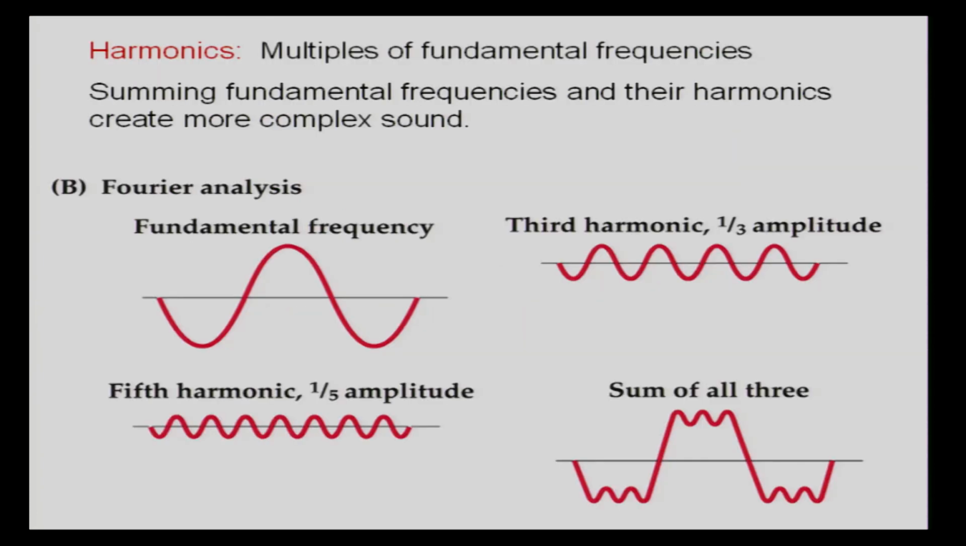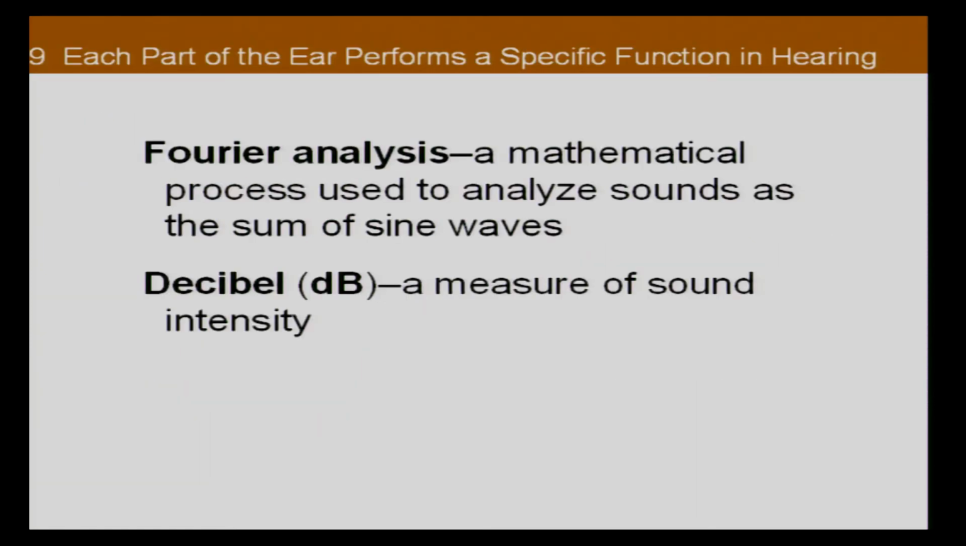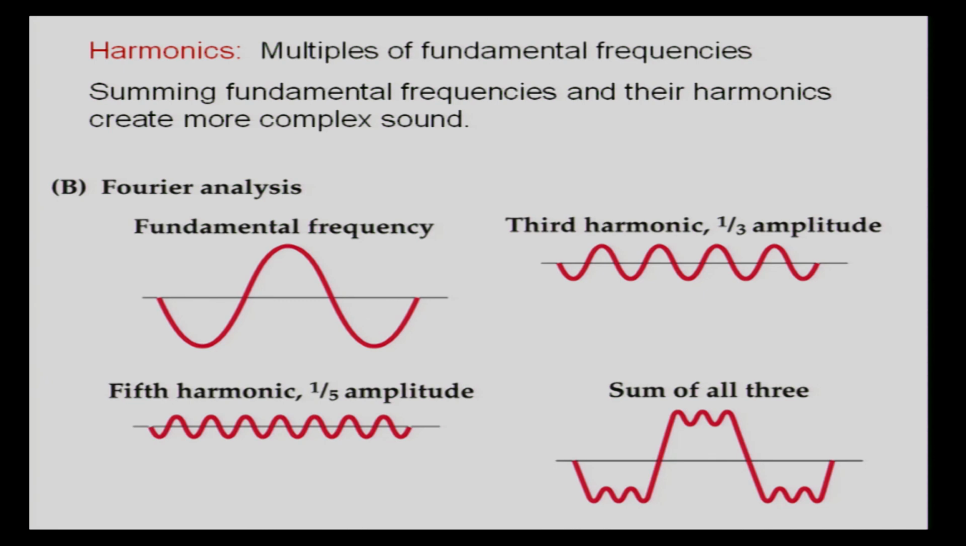So let me just go very, very briefly through harmonics. Here is a fundamental frequency, and then you can see that the different harmonics are exactly a third of the amplitude of this, a fifth of the amplitude, and the sum of all three. And we use something called Fourier analysis. It's a mathematical process that's used to analyze sounds as the sum of the sine waves. So you can sum up the fundamental frequencies together with the harmonics mathematically through Fourier analysis.